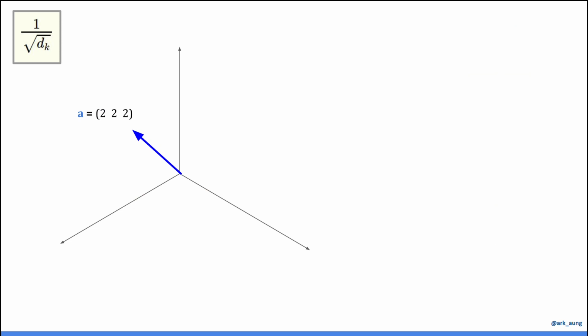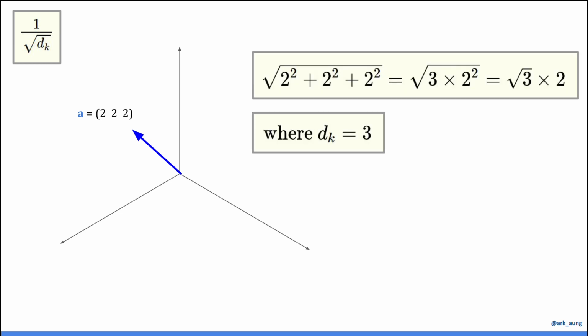Imagine you have this vector a = (2, 2, 2). So it has an x component, y component, and z component. Let's just assume it's a three-dimensional vector. Let's find the magnitude of this vector. It's essentially taking the square root of 2 to the power 2 plus 2 to the power 2 plus 2 to the power 2, which is the square root of 3 times 2 to the power 2, which is square root of 3 times 2. If you divide this square root of 3 times 2 by square root of dk, where dk is 3 because of the 3 dimensions, you basically cancel that square root of 3 with the denominator square root of 3, right?